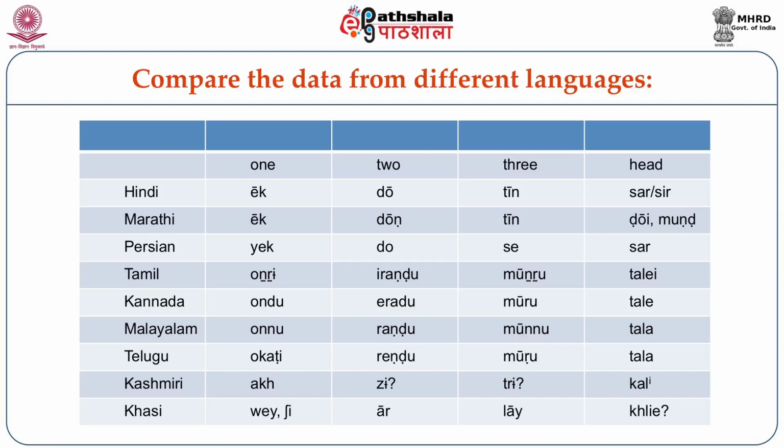Then the item for mouth, mu in Hindi, but toned in Marathi. Dahun in Persian. Is in Kashmiri. So all are different. It appears that as far as this gloss is concerned, the languages are very different.